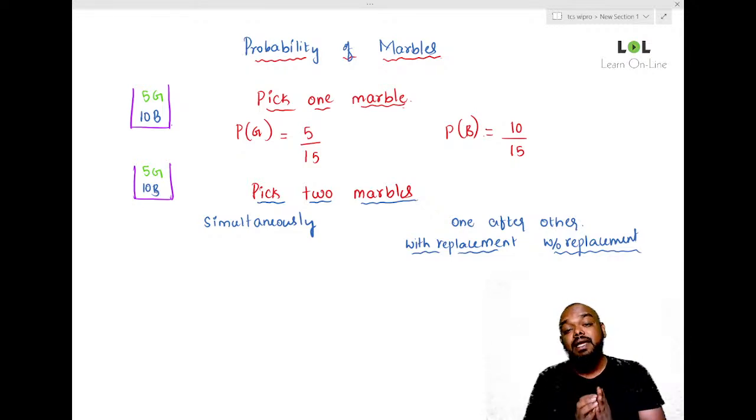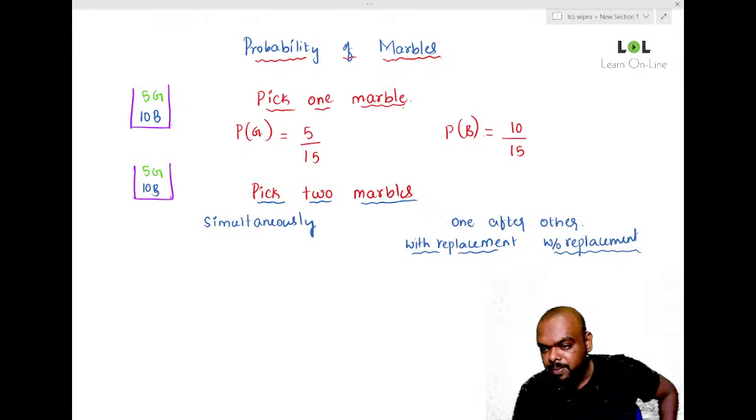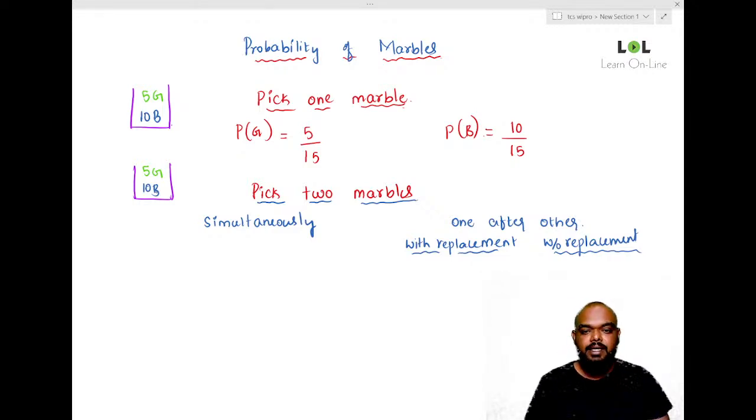So what is happening in with replacement, the number of marbles in the pot will always remain the same. But when it comes to without replacement, every time you pick a marble, the number of marbles in the pot will change. Am I clear now? With replacement the number of marbles is the same, without replacement the number of marbles reduces continuously. Perfect. Okay guys, now let us start the problems on this.